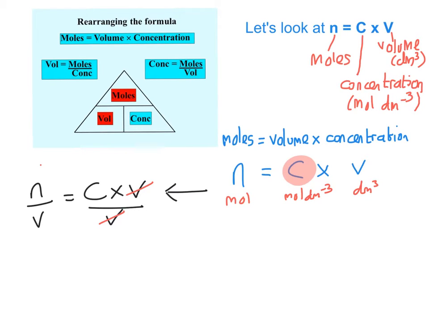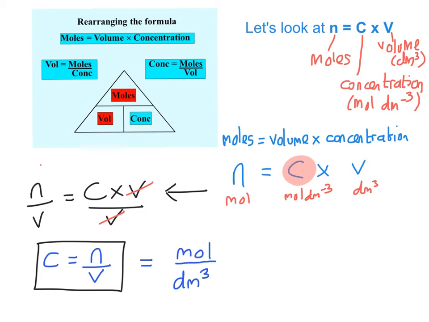So doing exactly what we did before, we cancel volume, giving us C equals N over V, equals moles divided by decimeter cubed. So if we want to write this in a linear fashion, what we have to do is inverse the decimeter cubed. All we've done here is exactly the same as if we had 1 over x. We change it to x to the minus 1. So we've changed decimeters cubed to decimeters to the minus 3.